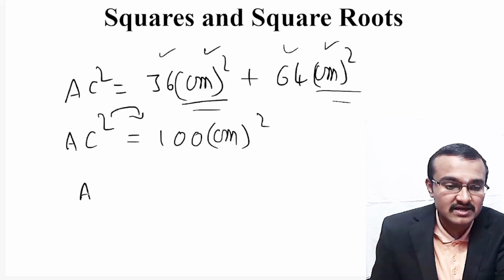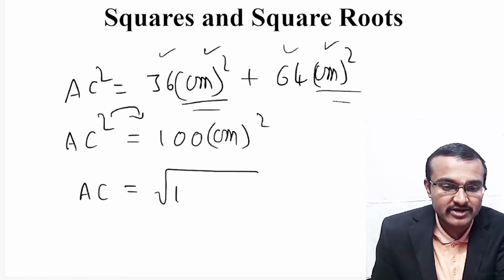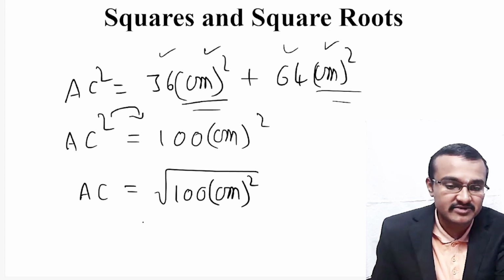It will become plus or minus, but here it is actually length, so it will be just plus. So plus square root of 100 centimeter square. So AC square will become AC, that is actually equal to square root of 100 centimeter square.